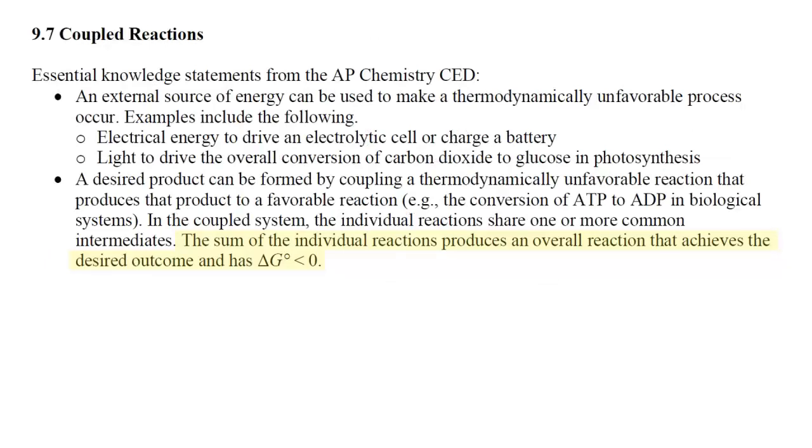And coupled reactions is very similar to a Hess's law type problem where you're adding two or more chemical equations together. And the reason why we do this with coupled reactions is that you have an overall goal to achieve an overall reaction that is thermodynamically favorable. So in this coupled system, the individual reactions, they share one or more common intermediates, but when you add them together, the sum of the individual reactions produces an overall reaction that is thermodynamically favorable with a negative value for delta G.